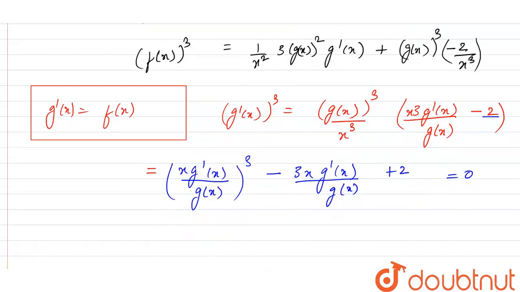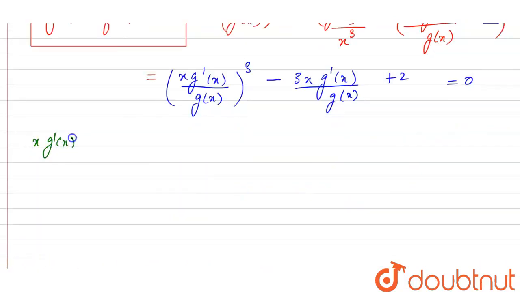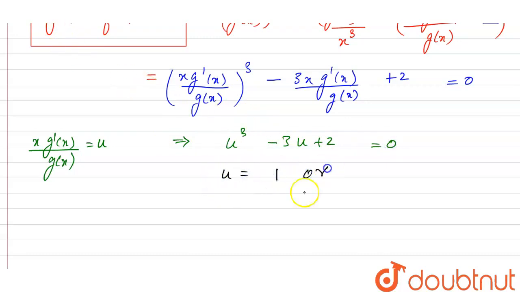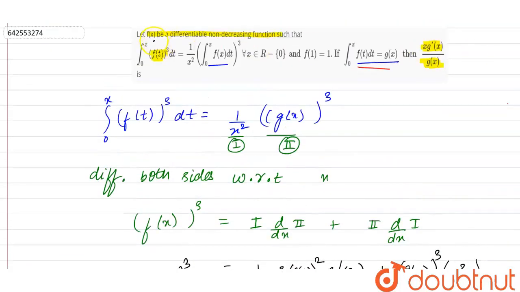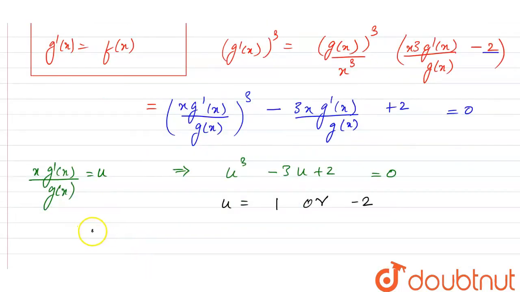We have this term x·g'(x)/g(x). If we put this term as u, it is written as u^3 - 3u + 2 = 0. So u is 1 or -2. We are also given the condition that f(x) is a non-decreasing function. So let us put x·g'(x)/g(x) equal to 1 as the first case.